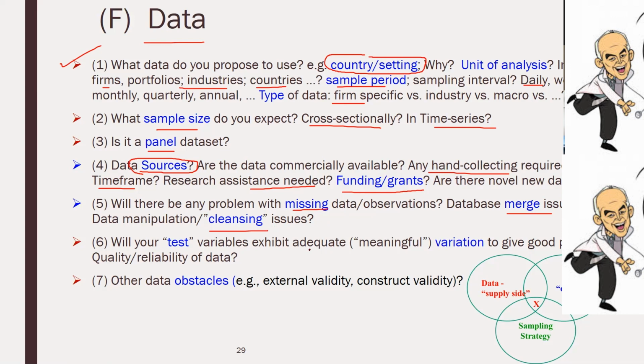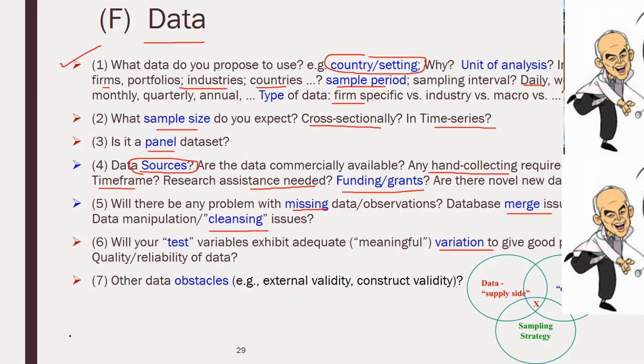Will your test variable exhibit adequate variation? Test variables are normally the independent variable and dependent variable. If we want to see the effect of the independent variable on the dependent variable, they should have some variation over the period of time, or they should have cross-sectional variation. If they are not varying, then they are not variables, they are constant. So in research we need variation in our variables to really see if the independent variable has a causal effect on the dependent variable.